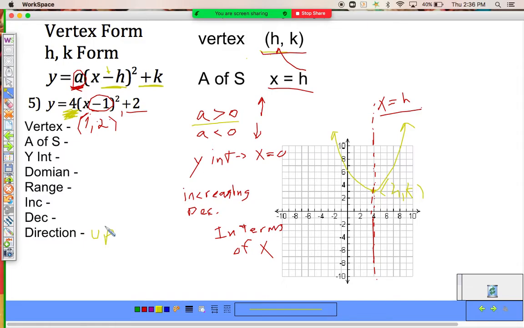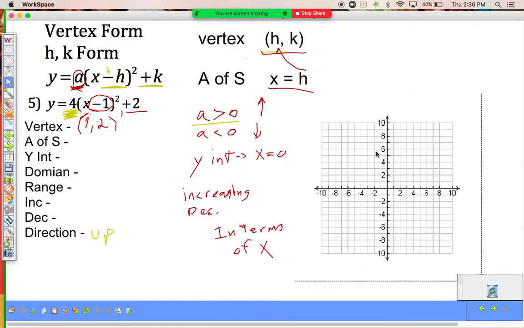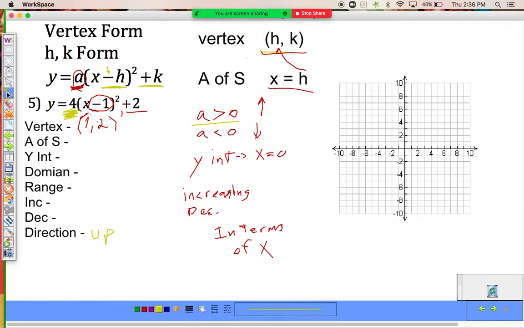So what I'm going to do, I'm going to come over here to a basic graph. And it's not going to be pretty and perfect, but it's going to be good enough. I'm going to plot the point 1, 2, and draw a parabola that opens up. All right. So I'm going to make a basic graph of a parabola that has a vertex of 1, 2 that opens up. That's going to help me find some of my other stuff.